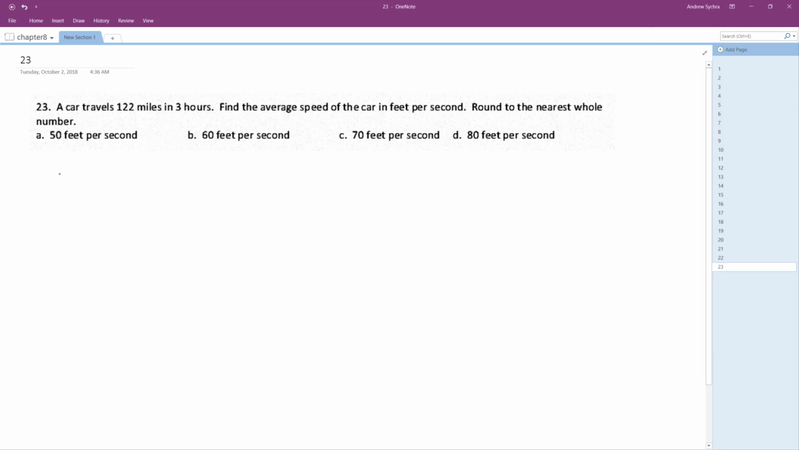All right, so starting off, 122 divided by 3. I don't even know what that is. 122 divided by 3. Oh, okay. Well, that's not nice. We'll just leave it like that.